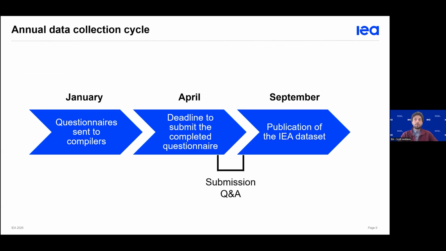And then just a quick note on what the timeline looks like. So typically at the end of January is when we send out the questionnaires to compilers every year. And then we ask for a submission in typically mid-April. And then on our side, we take the data and publish it, and we aim to do that by the end of September most years. Between April and September, after we've received submissions, that's when we review them and we'll send out any questions to compilers about the submissions if there are any.